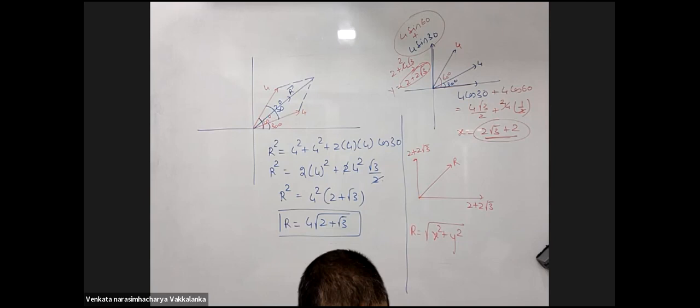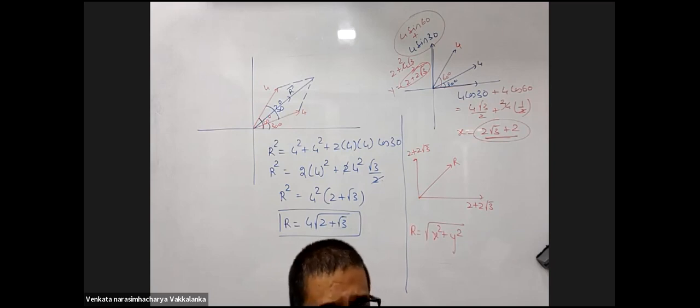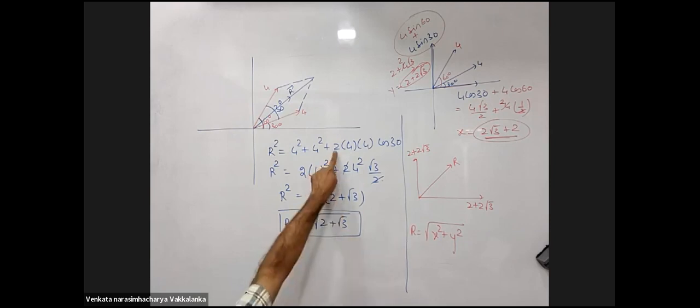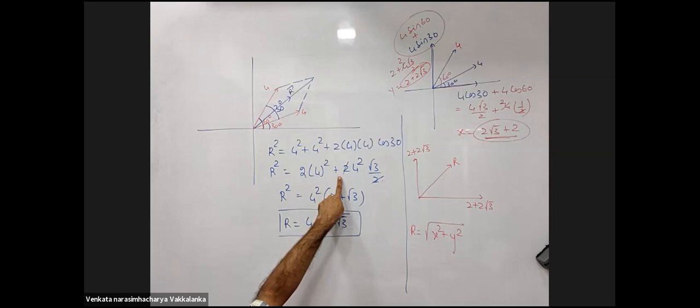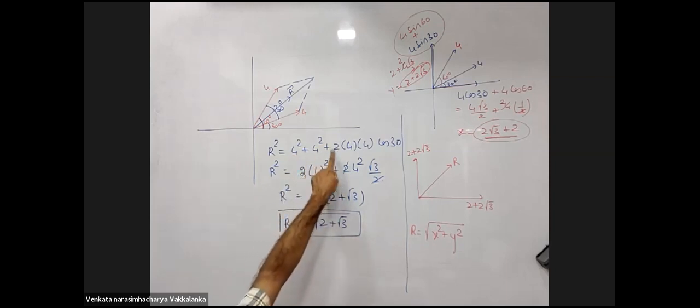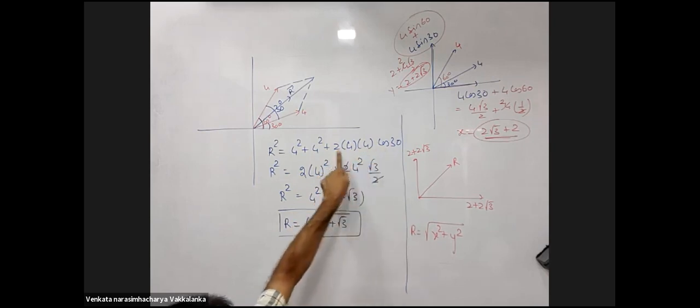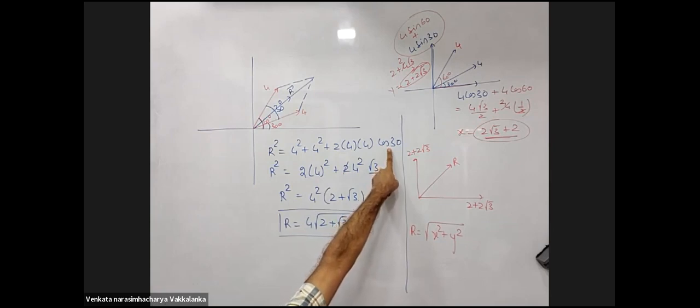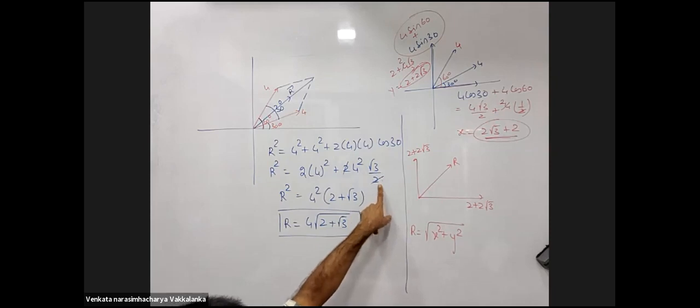Sir, in that parallelogram method, in the second step, what is that 2? In the parallelogram method, in the second step, you have cancelled that 2. A square plus B square plus 2AB cos theta. In the next step, cos theta, cos 30 is how much? Cos 30. Root 3 by 2. Root 3 by 2. This 2 and this 2 got cancelled. Okay, sir.